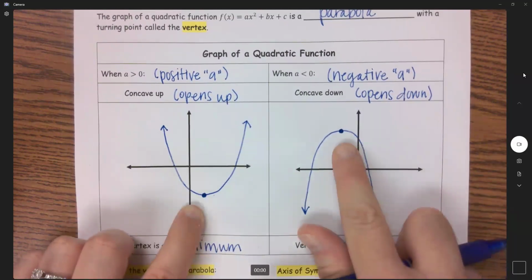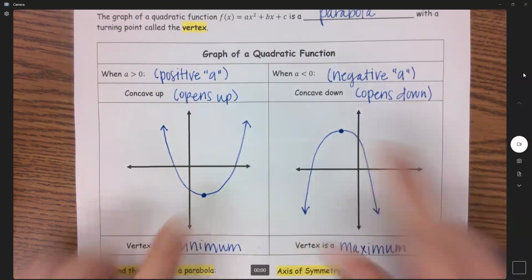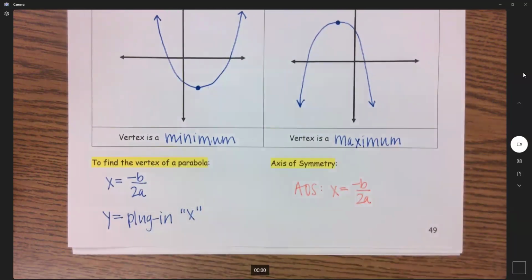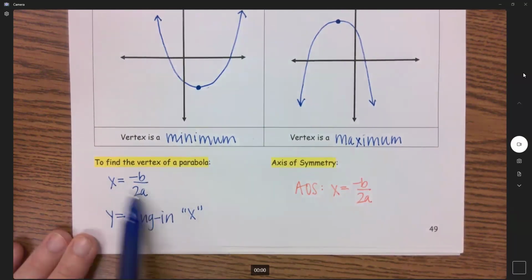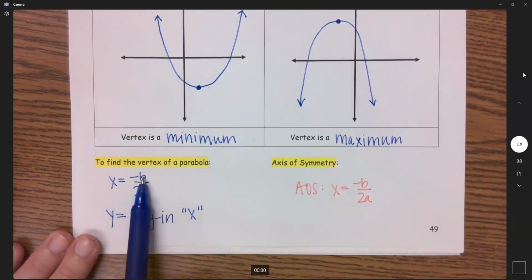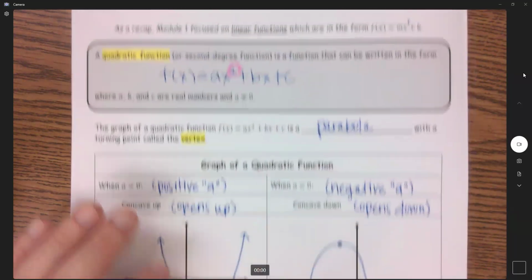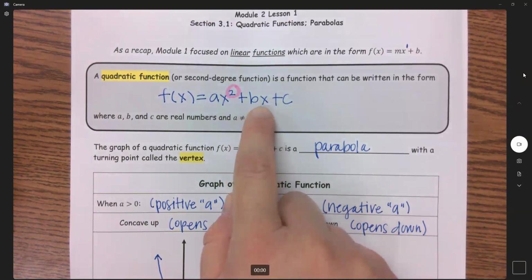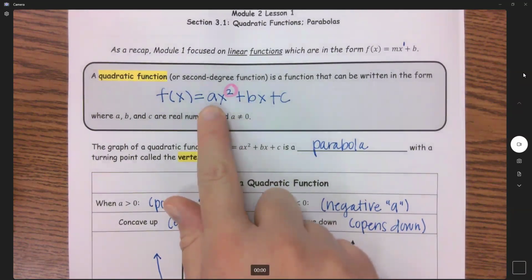Now it's going to be really important to be able to find these vertex points. And so here is how you find your vertex point. You're going to have to do this in 2 different steps. First you're going to find your x coordinate, and you're going to be using negative b over 2a. So what do this b and this a mean? Coming back up here to our quadratic, my b term is whatever's in front of my x, and my a term is whatever is in front of my x squared term.